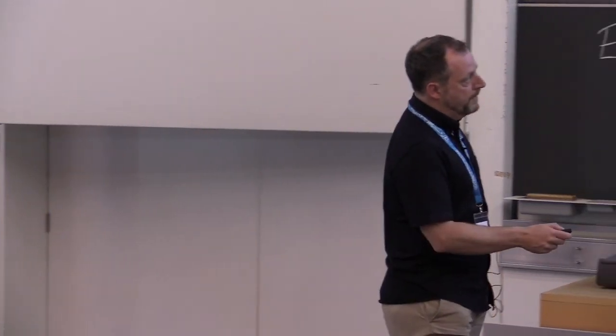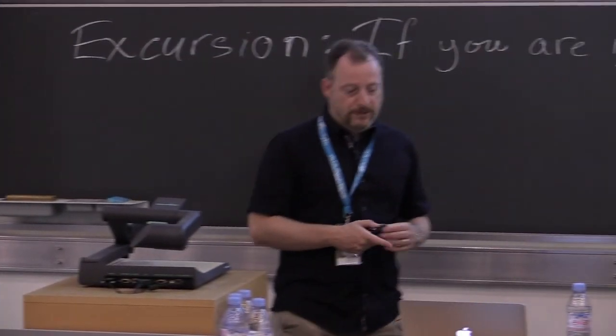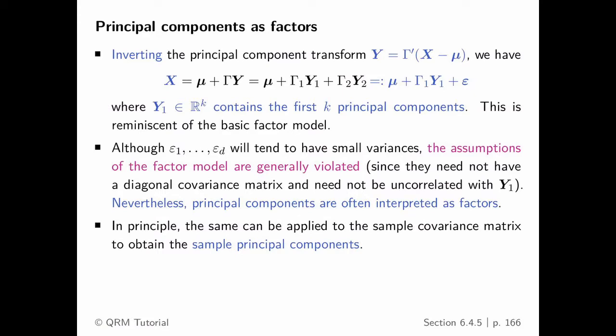And usually the way that I form this matrix is in such a way that the eigenvalues are ranked from largest to smallest, and the eigenvectors are arranged accordingly. And I take the first few principal components, 1 or 2 or 3. I take the first few components of the y vector as my factors.